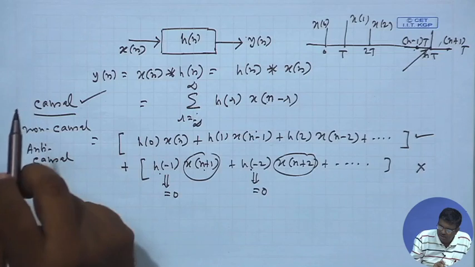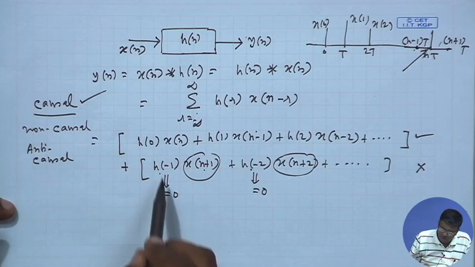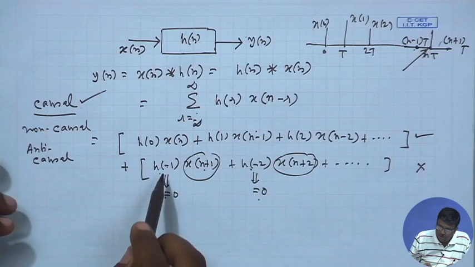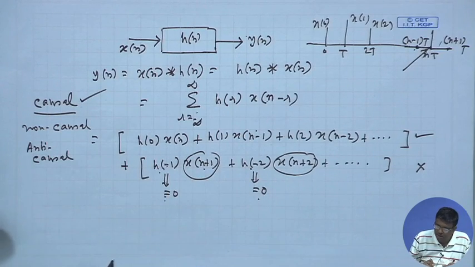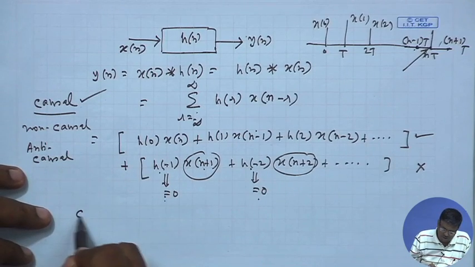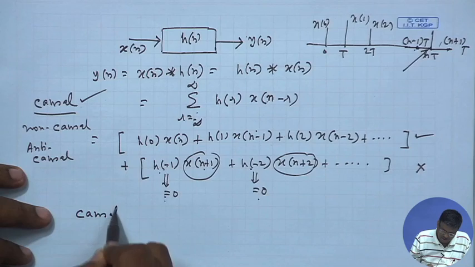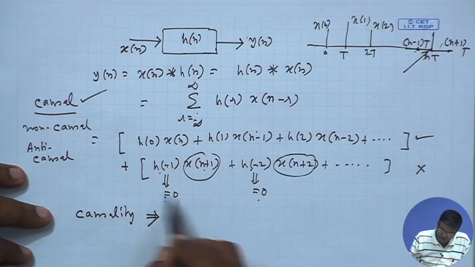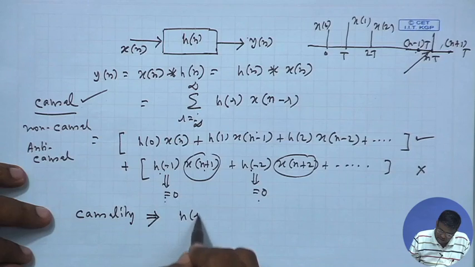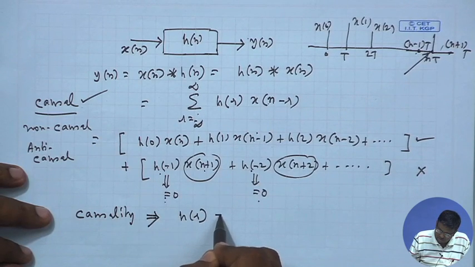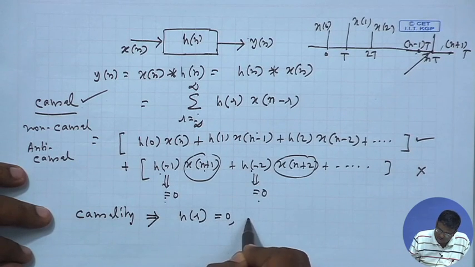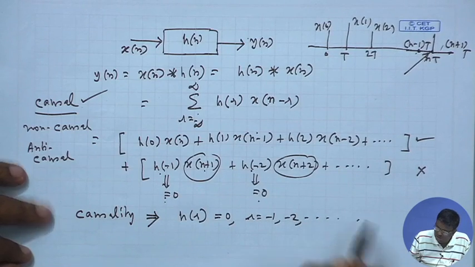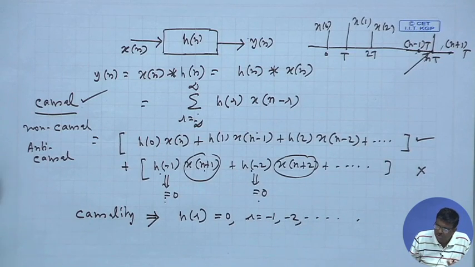So, for a causal system, that is for causality, we should have h minus 1 equal to 0, h minus 2 equal to 0. We should design the system so that these coefficients of the unit sample response are 0. That is, causality implies h r equal to 0 for r equal to minus 1, minus 2, and so on. This is causality.